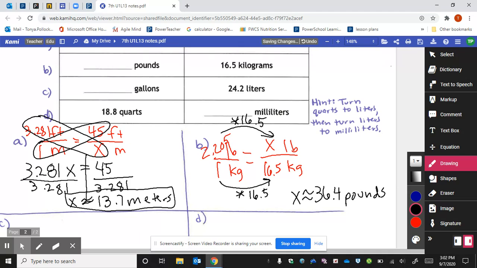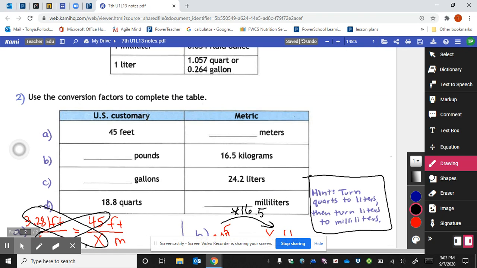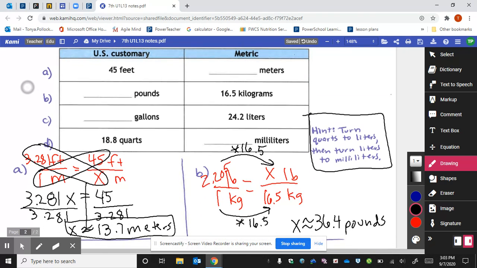Now, I would like you to try examples C and D on your own. Notice the hint that I gave you for example D, because there is nothing up here on the table that talks about quarts and milliliters. So you will need to turn quarts into liters first, and then turn that number of liters into milliliters. You might need to go back and look at the chart that was on the first page of the notes to do the second part of example D. Good luck.